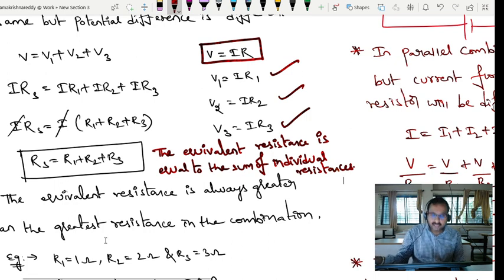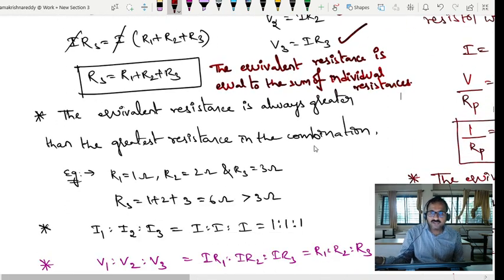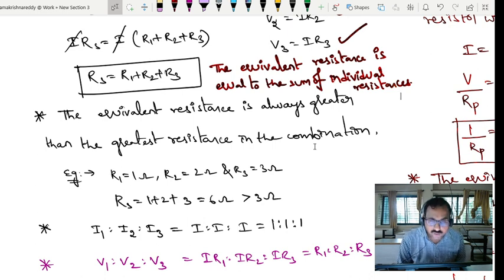Now, what about the equivalent resistance? When three resistors are connected in series combination, the equivalent resistance is always greater than the greatest resistance in the combination. Take the best example: R1 is equal to 1 ohm, R2 equal to 2 ohm and R3 equal to 3 ohm. Here the highest resistance is 3 ohm. By adding, we got 6 ohm, and 6 ohm is greater than 3 ohm. So the equivalent resistance is always greater than the greatest resistance in the combination.